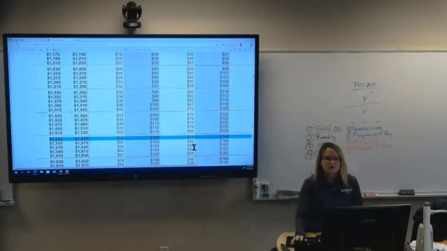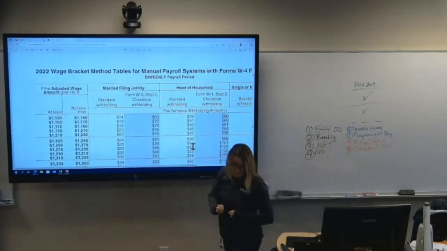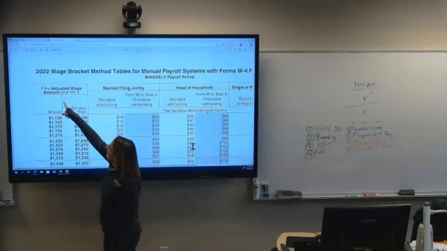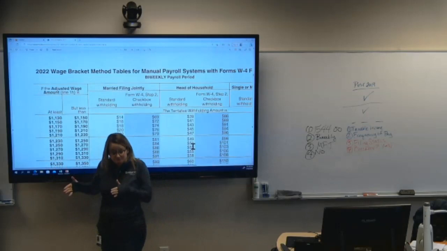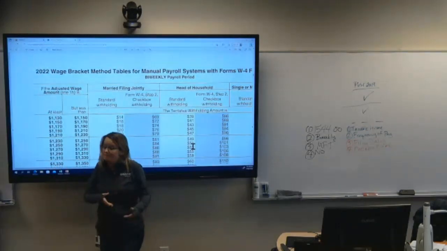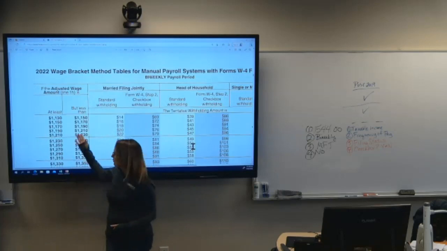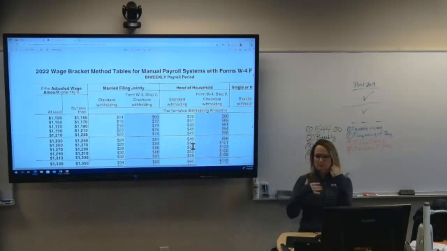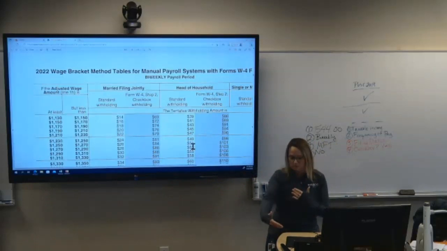And you'll see in the instructions, by the way, there are instructions on almost every form. You just have to read them in the right order. Sometimes it's kind of hard to read them in the right order. You'll see in the instructions here, if the adjusted wage is at least 1530, but less than 1550. 1550 is not less than 1550. But if you go to the next row, it would be at least 1550. So that's why you want to use the next row. You don't have to reference that every single time. Just remember, I'm going to use the next one, the second row.